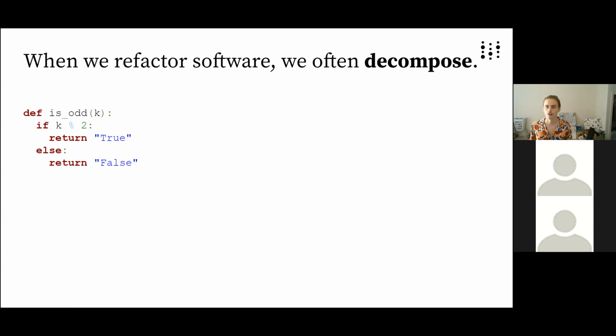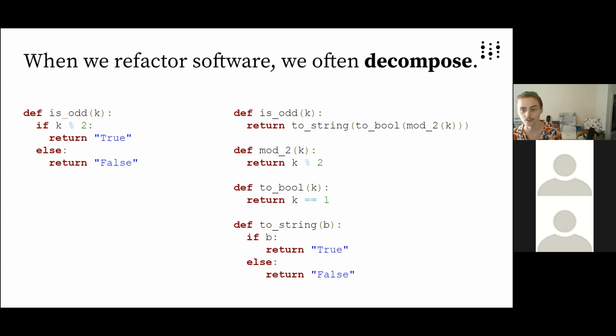When we refactor software, this decomposition step looks something like this. I have some function here on the right that's very tersely written. This one returns the string true if the input is odd and the string false if the input is not odd. I can break that up into 3 steps, just looking at this and saying, okay, what are the pieces of this function? First, we use mod2 to check whether the input is divisible by 2 or not. Then we treat that value as a Boolean, not just as a number.